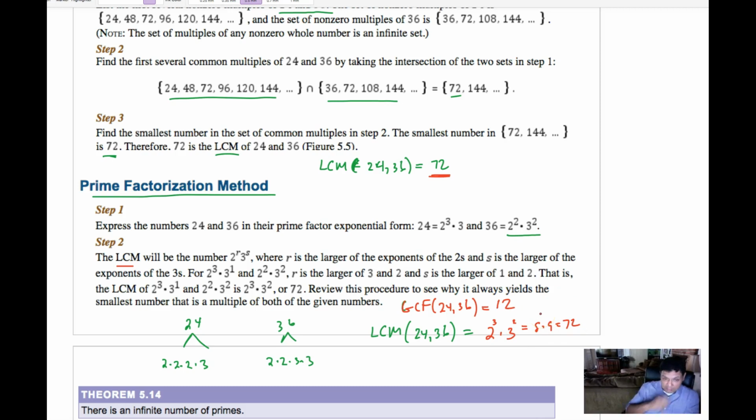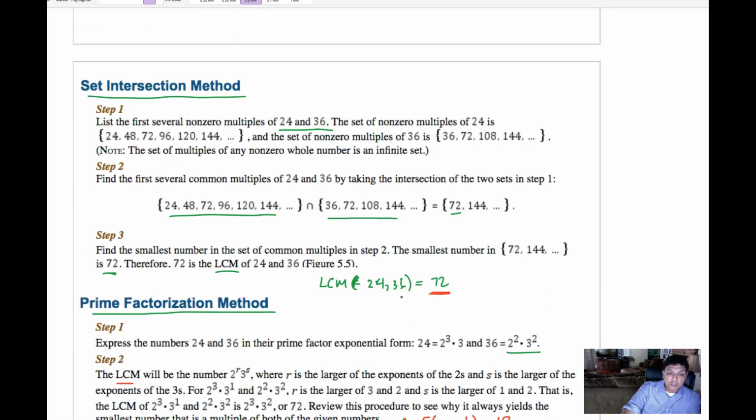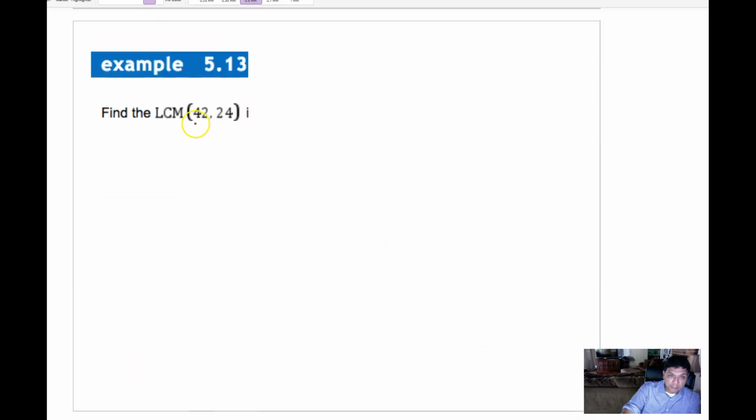So we're going to go ahead and practice that one more time here. Everyone knows how to do it with the intersection method, but I'm going to use the prime factorization. So on this one here, 42 gets simplified to 7 times 2 times 3. 24 is, we already did that, 2 times 2 times 2 times 3.